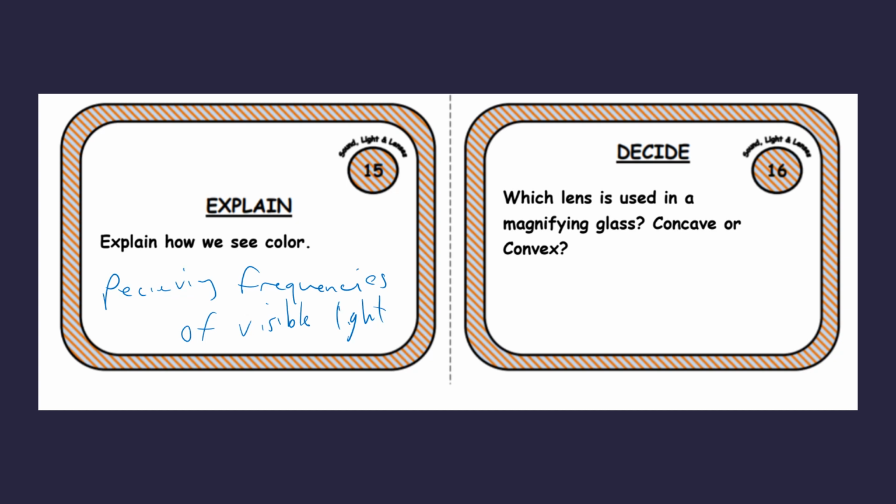Okay. Which lens is used in a magnifying glass? That's going to be convex. It's also used in microscopes and telescopes, because basically all of these have the same functionality. You have something that's really small, like a little insect you might be observing with a microscope or magnifying glass. So it makes the little object appear larger.